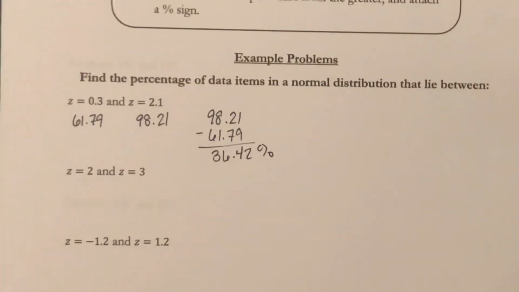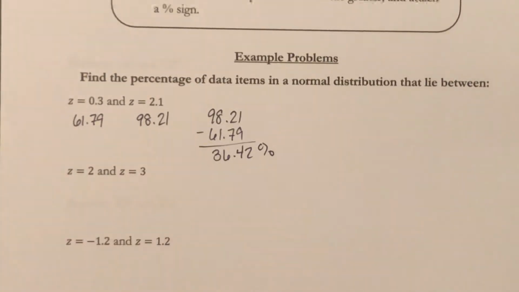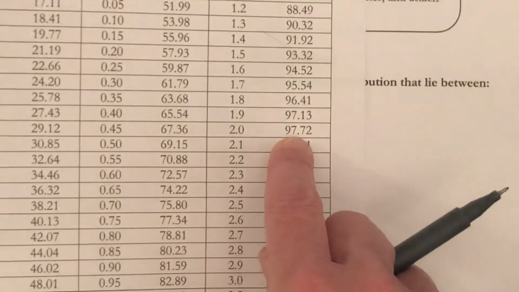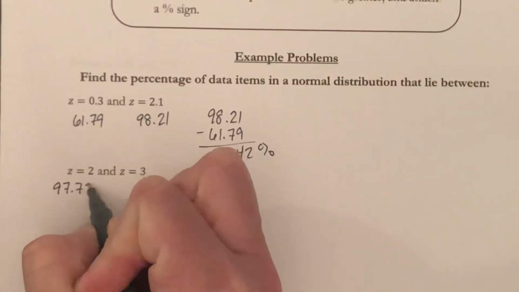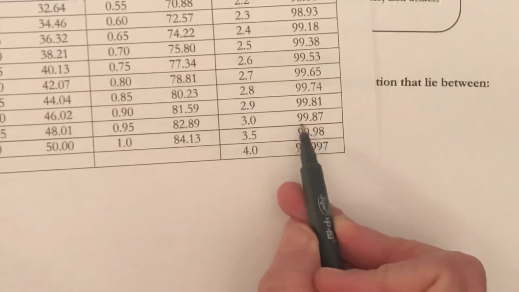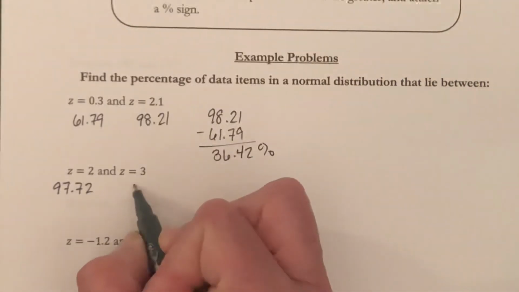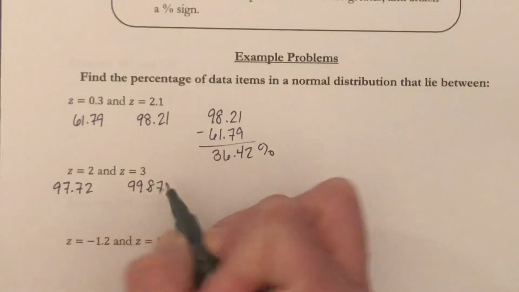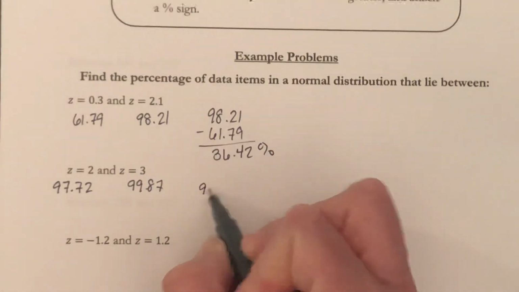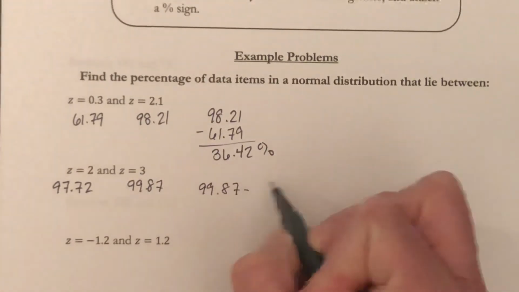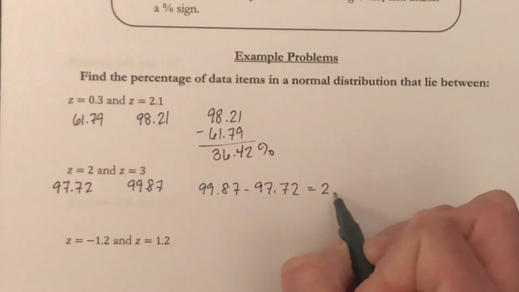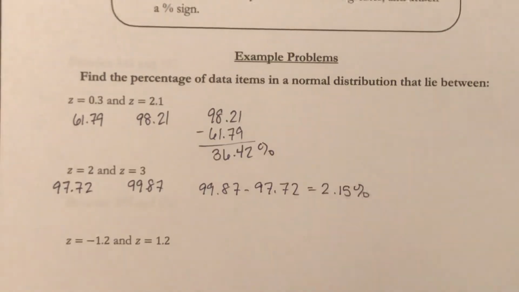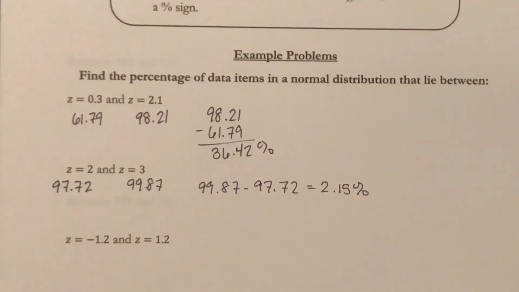Okay. Z of 2 and Z of 3. Z of 2 is 97.72. And 3 is 99.87. So 99.87 minus 97.72 gives me 2.15% of all the data between those two z-scores.